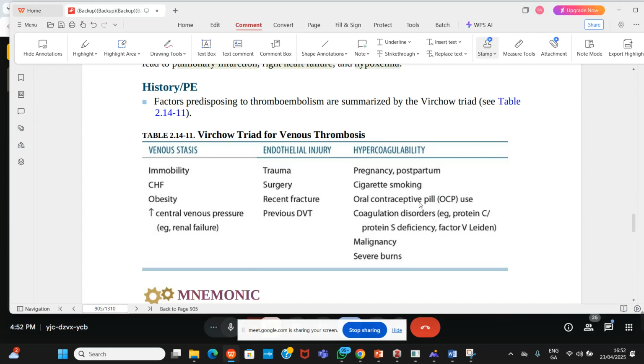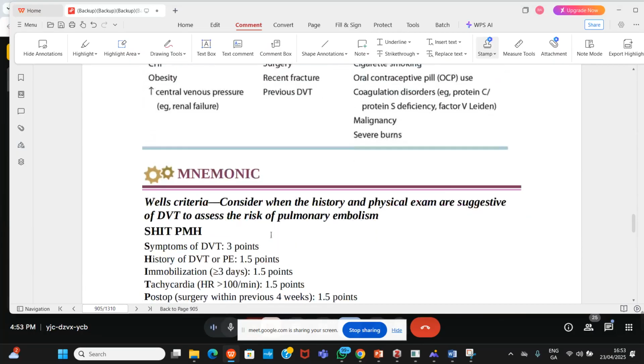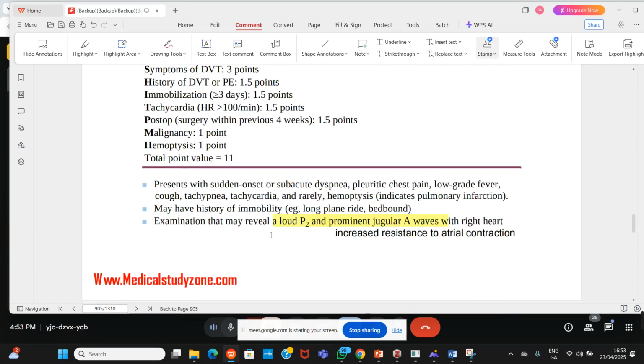Okay, so risk factors: venous stasis, immobility, CHF, obesity, renal failure. It could come from endothelial injury, from trauma, surgery, fracture, or previous DVT. So previous DVT is a risk factor for another DVT. That's very important in the algorithm. Hypercoagulability, maybe from pregnancy or the postpartum state. People that just gave birth have a very high chance of throwing a clot. Smokers, COCP use, very important.